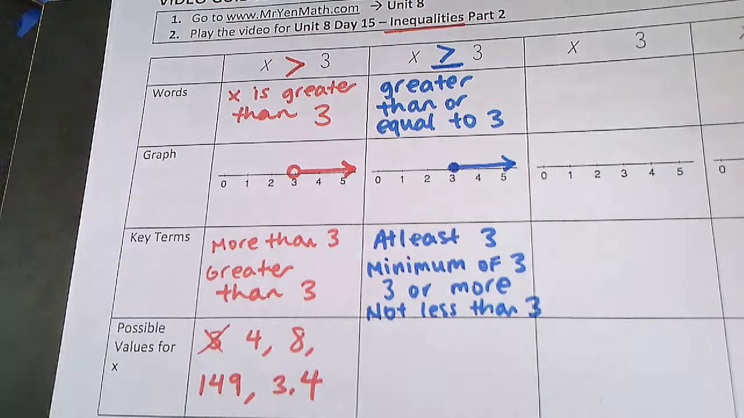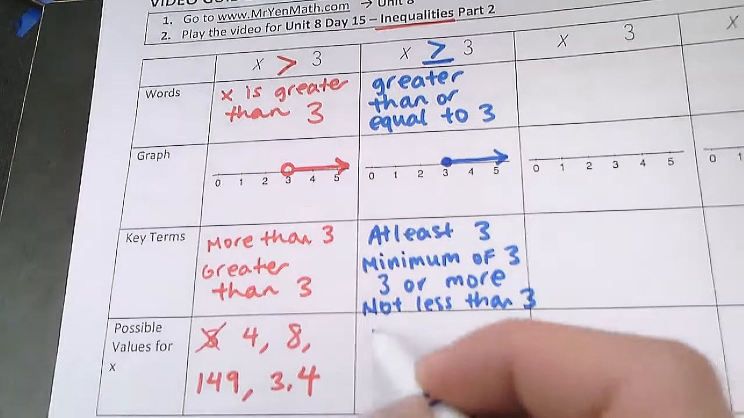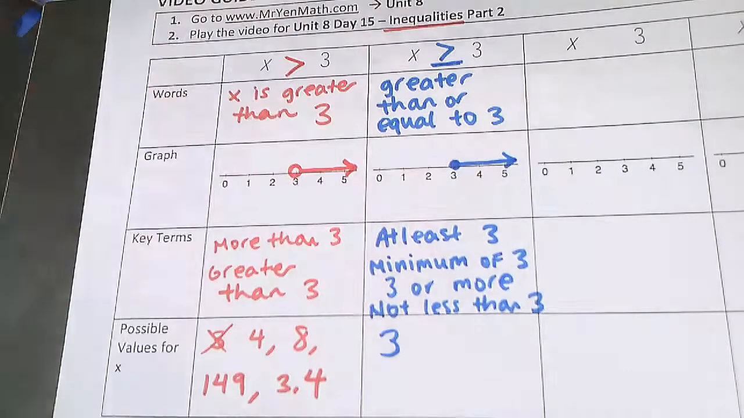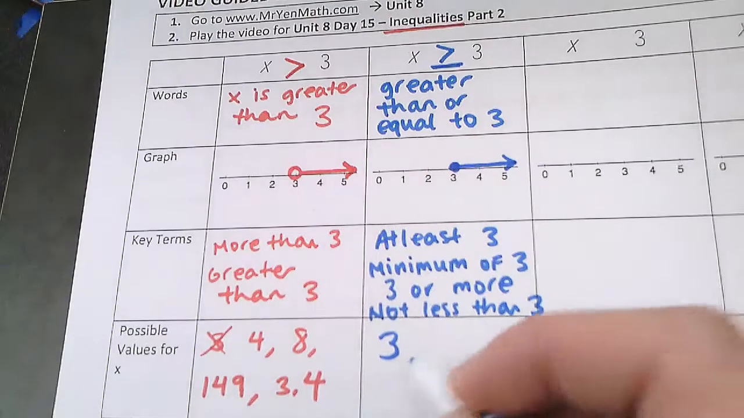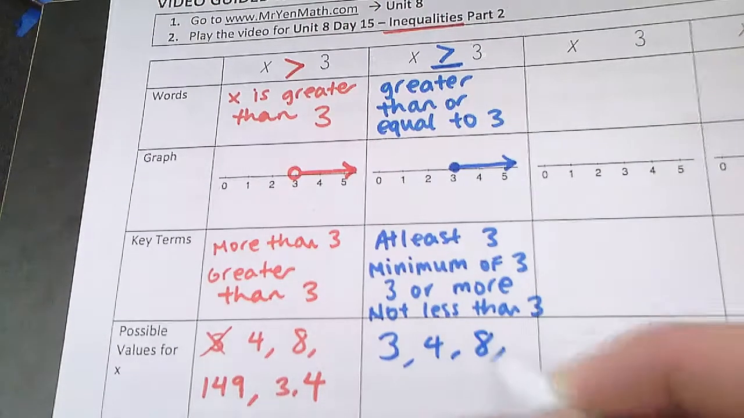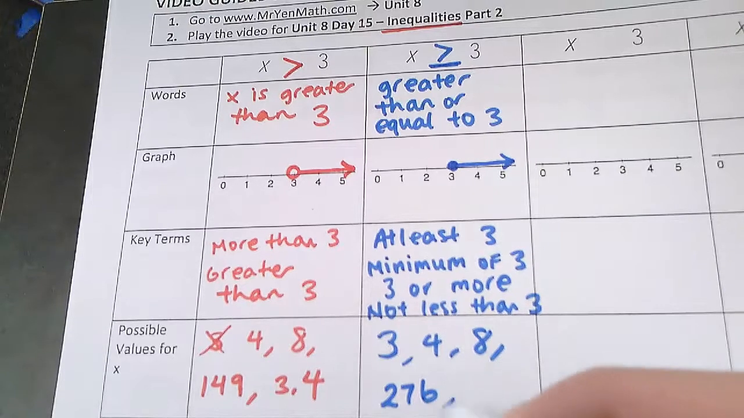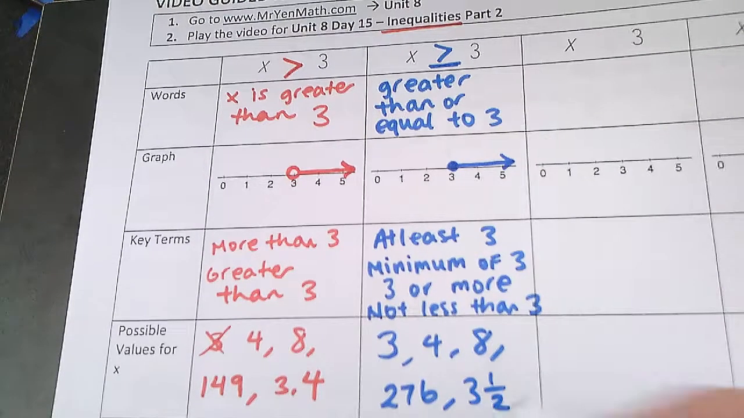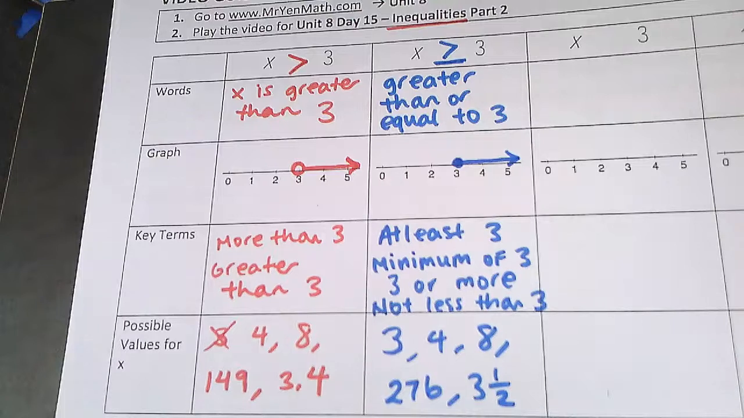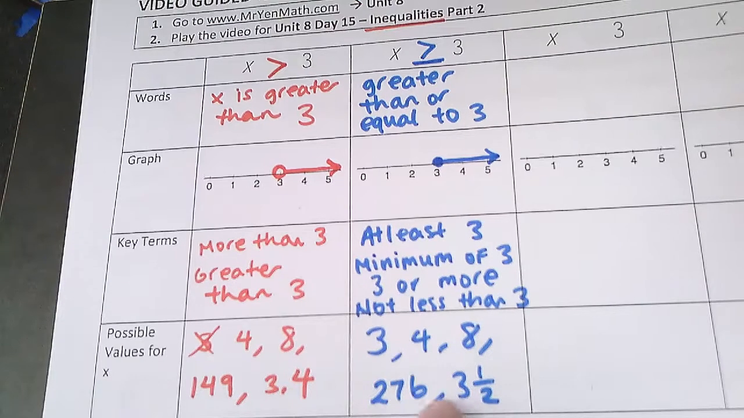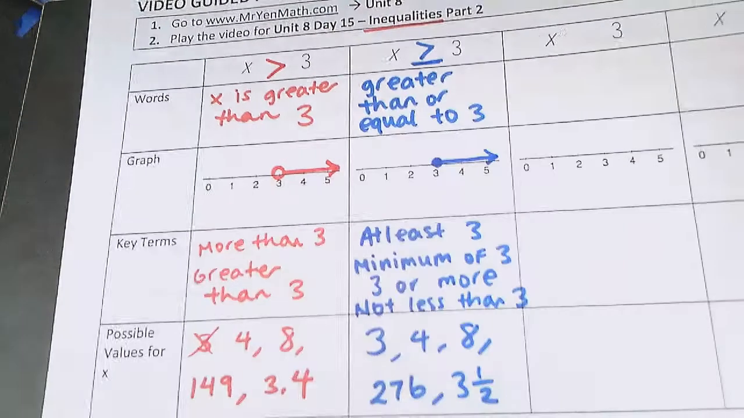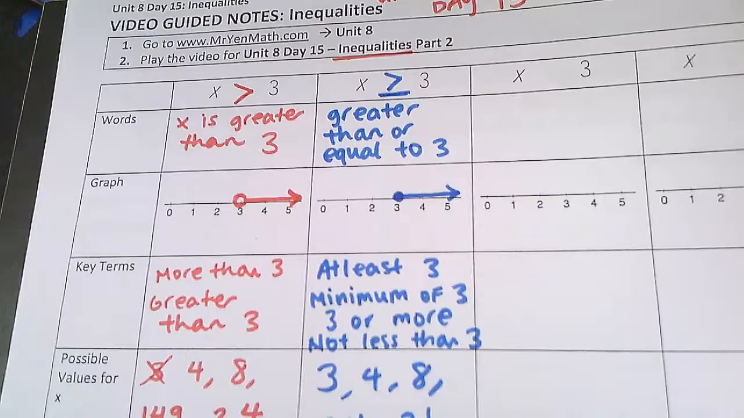And our possible values, it could be 3, because it's greater than or equal to 3. And it could also be 4, or 8, or 276, or 3 1/2. All those are values that are greater than or equal to 3. All right. 2 down, 2 more to go.